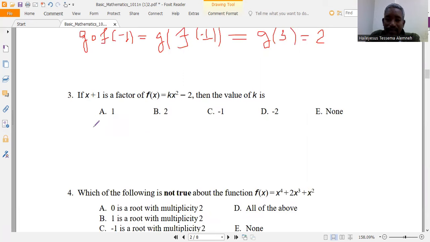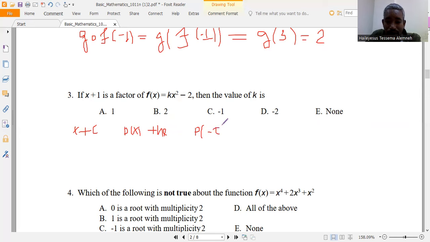The factor theorem says that if x plus c is a factor of the polynomial function p of x, then we can see that if it is a factor, then p of minus c is equal to what?